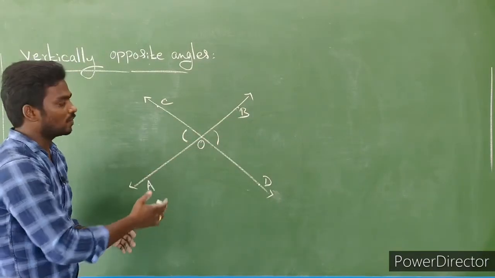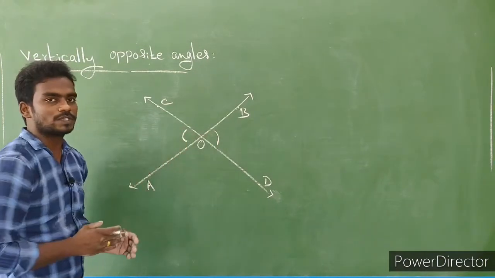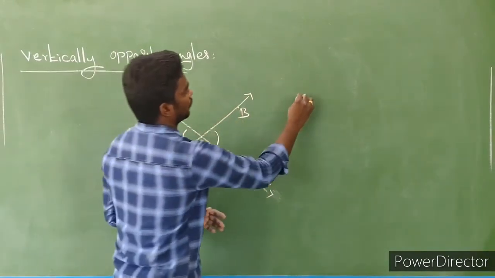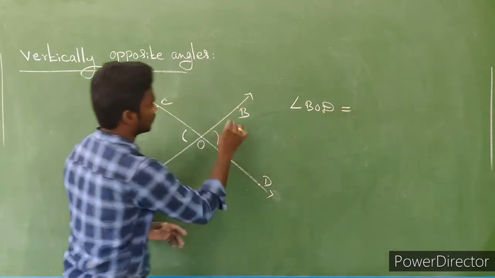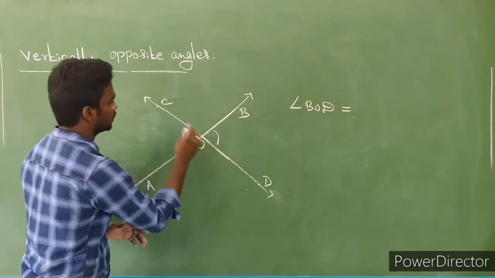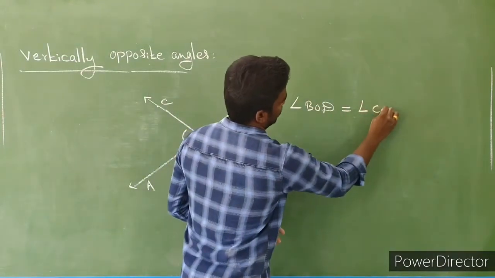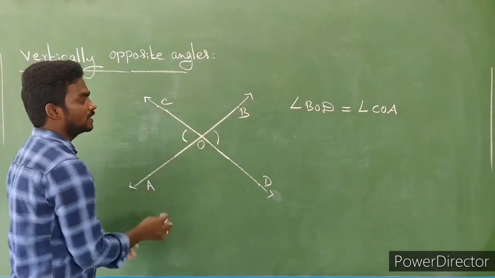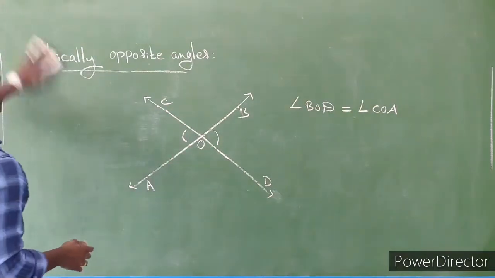We already know what the measure of vertically opposite angles is. The measures of the vertically opposite angles are equal. Then angle BOD is equal to angle COA. When two lines are intersecting at a point, the vertically opposite angles are equal in measure.